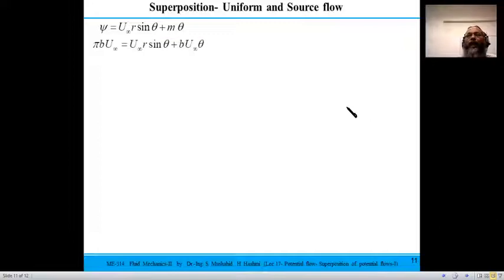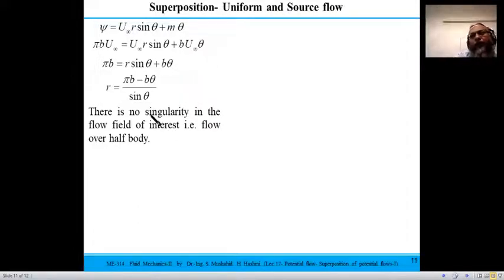Okay, so psi is your stream function for a half body, where it is a source flow and a uniform flow. What I have done here is I have put this stream function and evaluated it for the contour of the half body. So u infinity r sine theta plus m theta equals b times u infinity times pi. Here I simplify this expression because u infinity is common and cancels out. So you end up with this simple mathematical expression, r equals b times (pi minus theta) over sine theta. So r would be that radial distance which gives the equation of the stream contour of that half body.